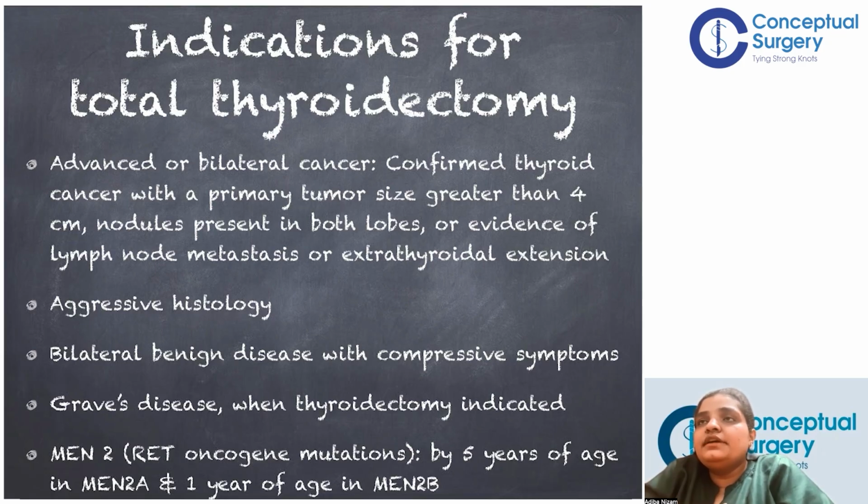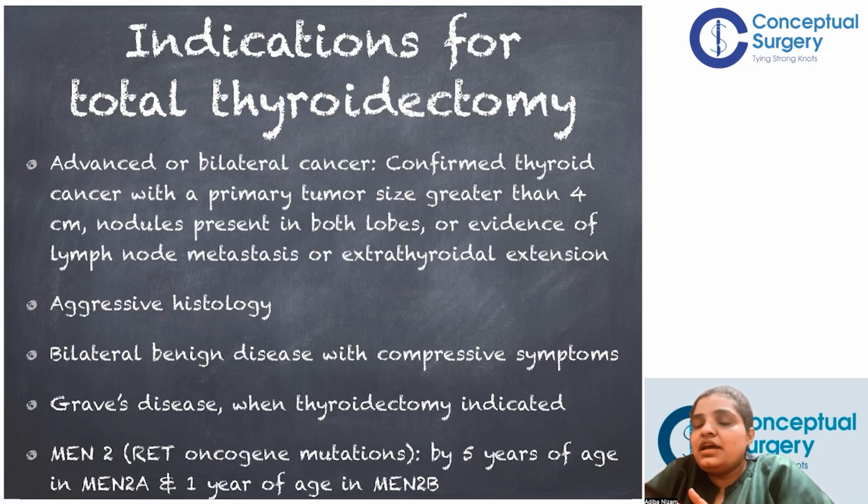Now, we have already seen that there are types of thyroidectomies. So here we are going to be discussing the indications for a total thyroidectomy versus a hemithyroidectomy. So in advanced or bilateral cancer, when we have a confirmed cancer and the tumor size is greater than 4 centimeters, the nodules are present in both lobes, or we have evidence of lymph nodal metastasis or extrathyroidal extension.